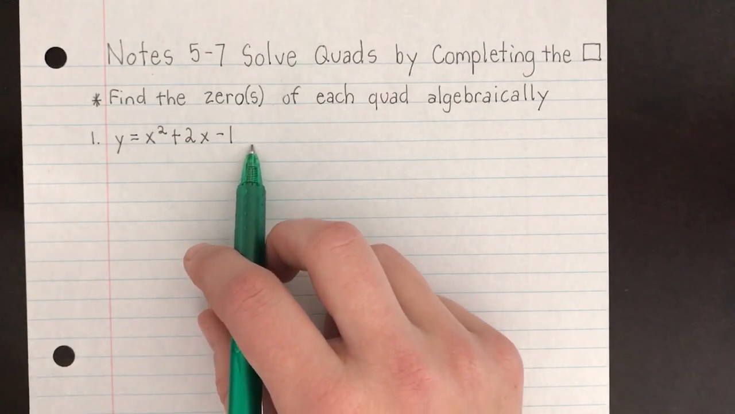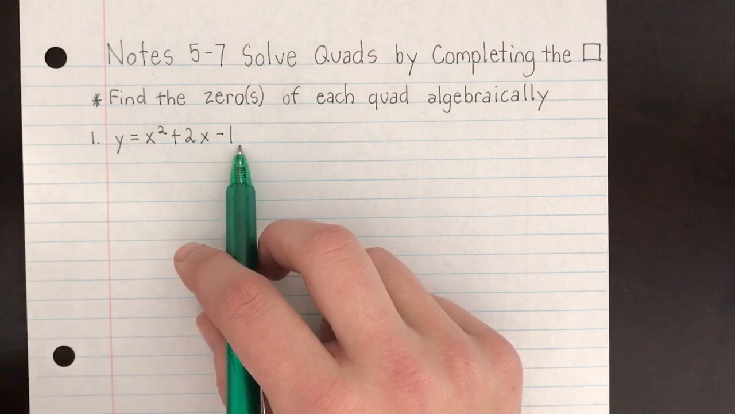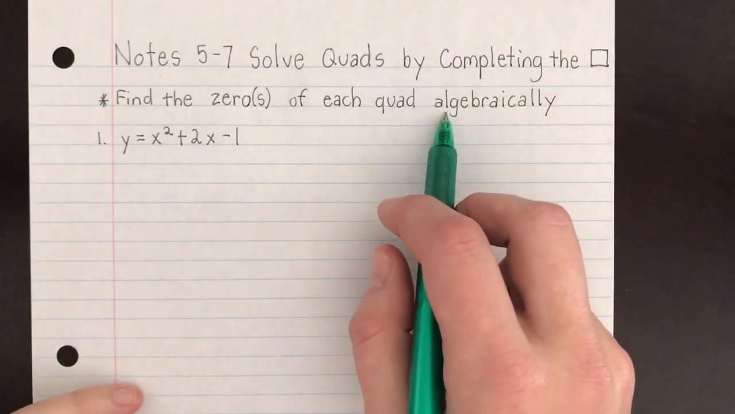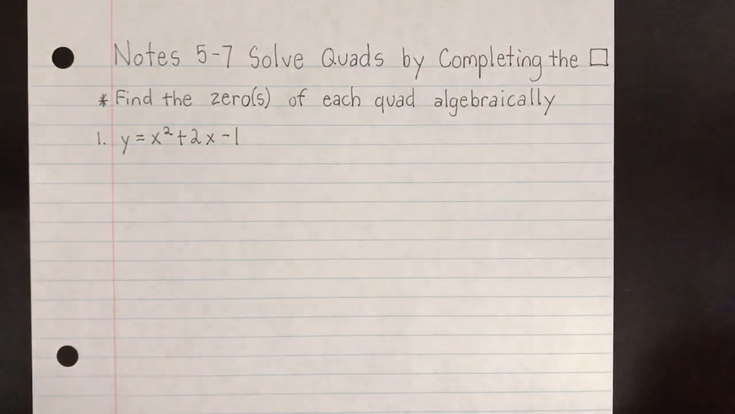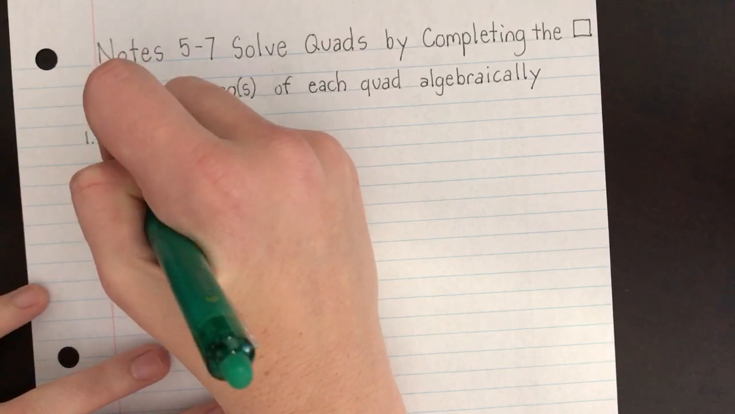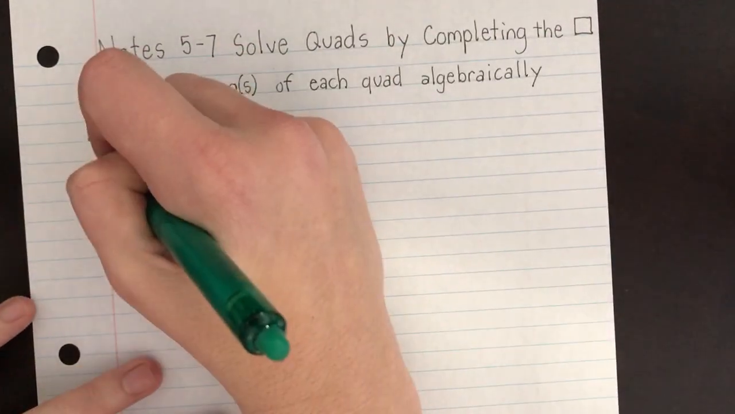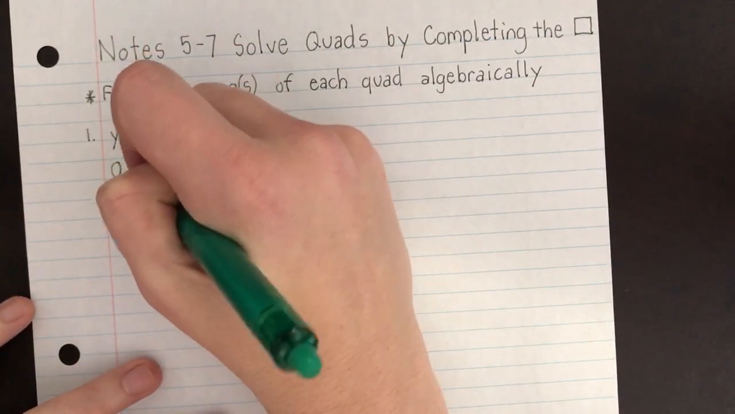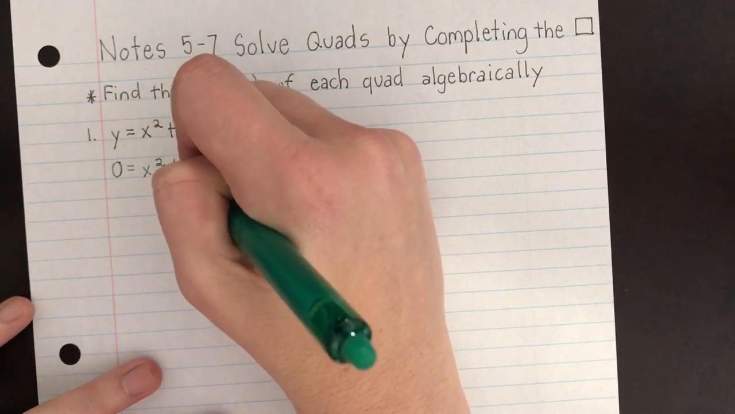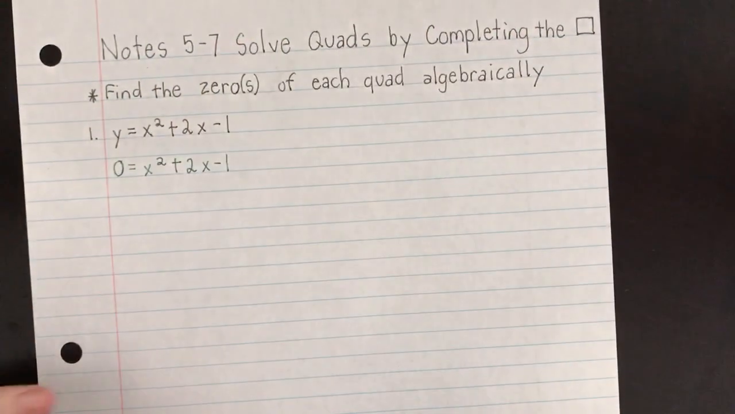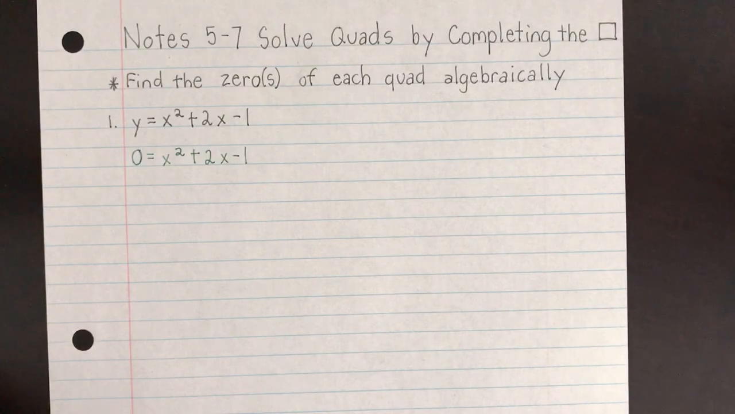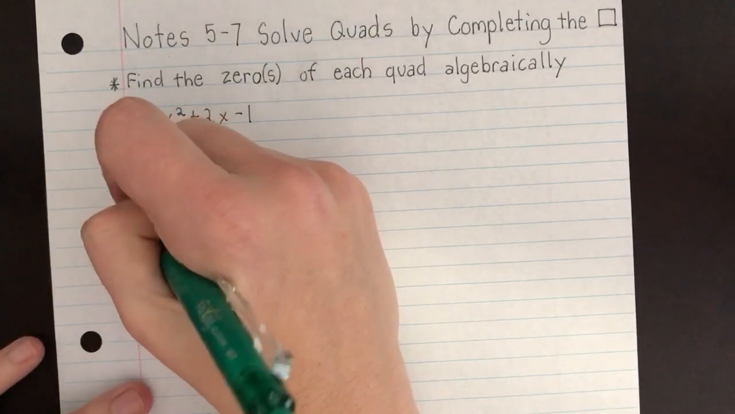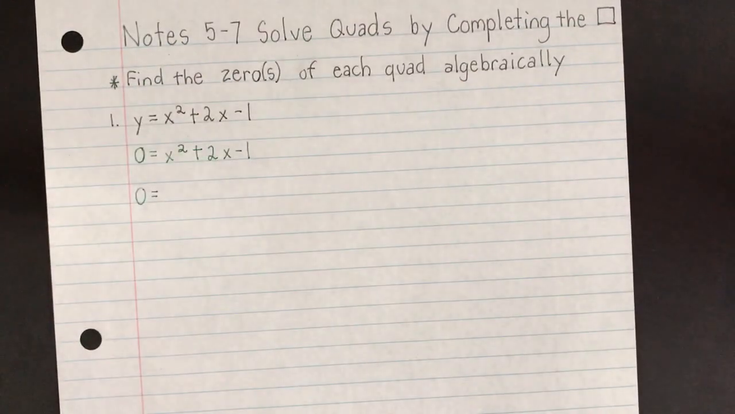So when you're given a quadratic that's in standard form and you're asked to solve algebraically, that means your first step, other than of course plugging in 0 where you see y, is to get this quadratic into vertex form. So do we remember how to do that? So you're going to, of course, copy down the 0.